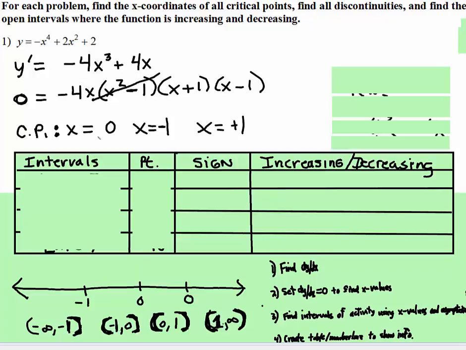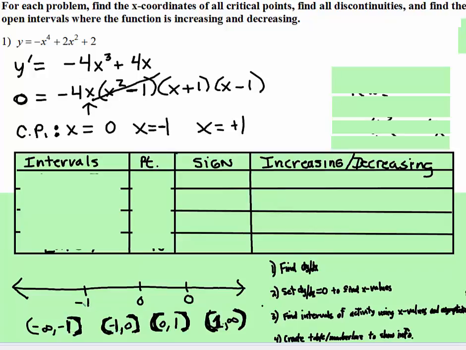So then we have our critical points. This x value right there will be 0. The opposite of 1 is negative 1. The opposite of negative 1 is 1. So here are our 3 critical points.